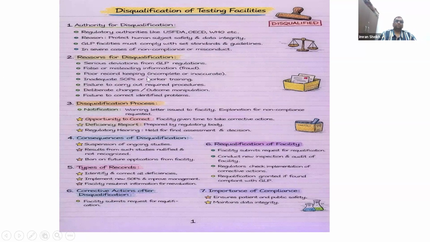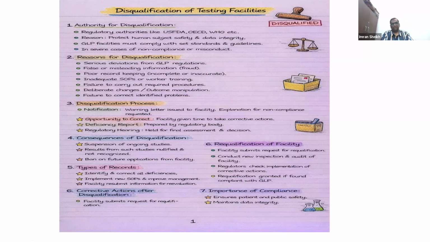Furthermore, what is the reason? You have to protect the human subject. Subject means the patient, against risks to safety and data integrity. The GLP facilities must comply with the set standards and guidelines. Obviously, they should. And in severe cases, non-compliance or misconduct should be there.